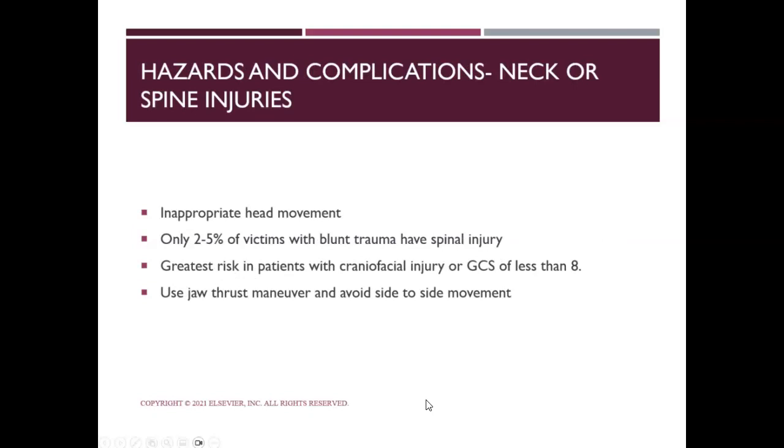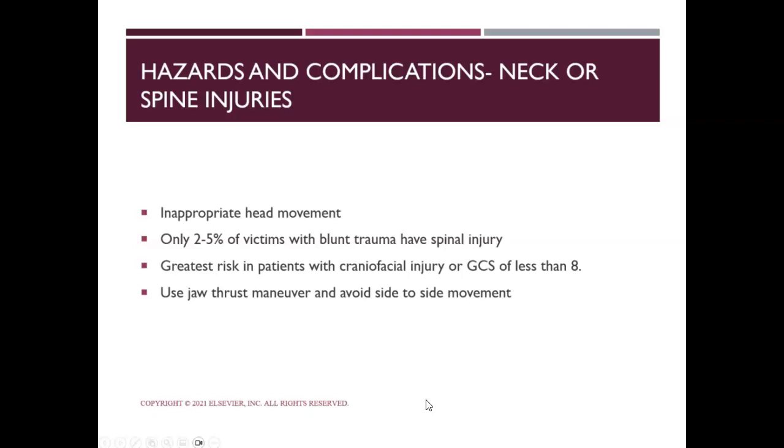Some hazards and complications to be aware of. Don't do a lot of inappropriate head movement. If you suspect a head and neck injury, you would not want to be moving their head around. But even in blunt force trauma patients, only 2 to 5% of those victims end up with a spinal cord injury. But you do want to be concerned about it in patients, especially trauma patients, especially ones with craniofacial injuries. So if they have injuries to their face or their head, you can assume that they took a hit to the head, which could affect their neck or their upper spine.